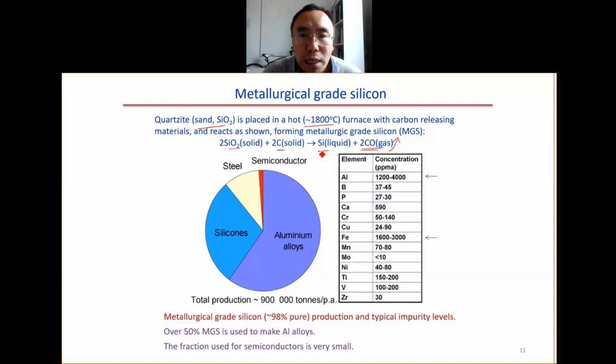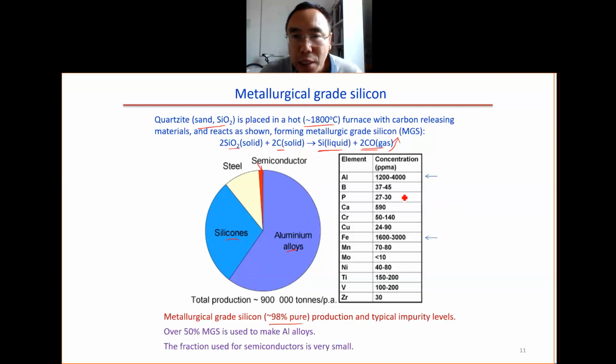This silicon here is metallurgical grade silicon. It has 98% purity and is produced in large quantity, about 900,000 tons per year. It is mainly used to make aluminum alloy and silicon rubber. A very small percent of this silicon is used to make silicon wafers.